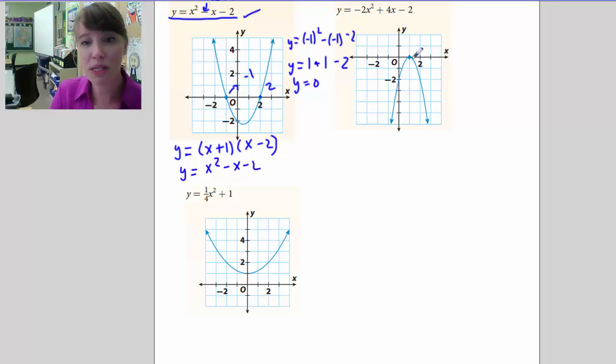Okay. This next one means it's a repeated root. So this is 1 right here. Now, what that means is that the original quadratic equation looked like (x - 1) squared.